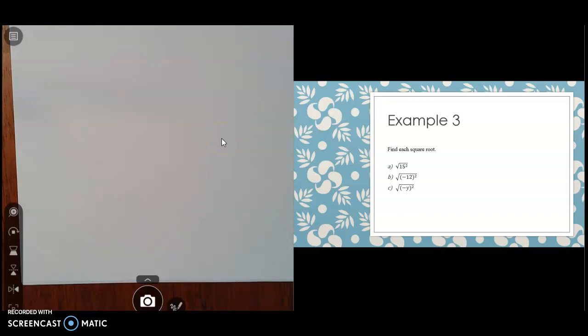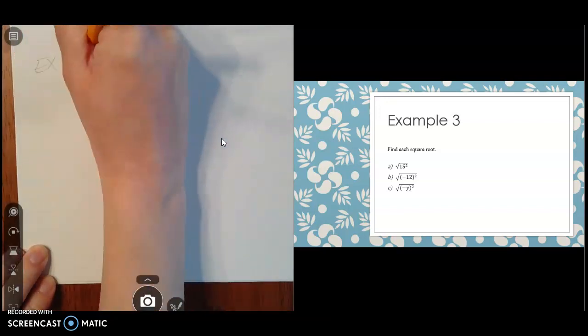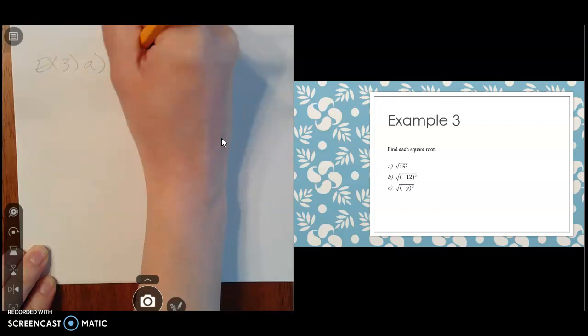Right, welcome back to section 10.1. The next thing we're going to look at is roots when you have a power underneath the root. So what's going to happen? Let's look at some of these examples here. The first one I have is the square root of 15 squared.